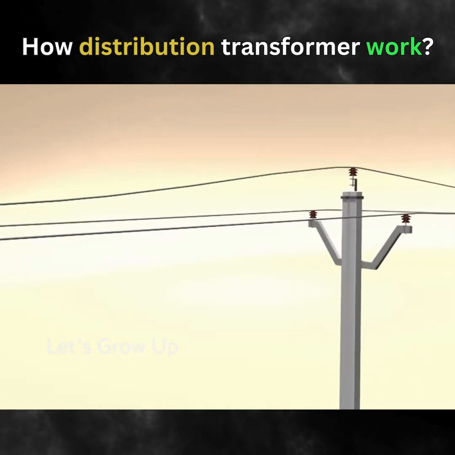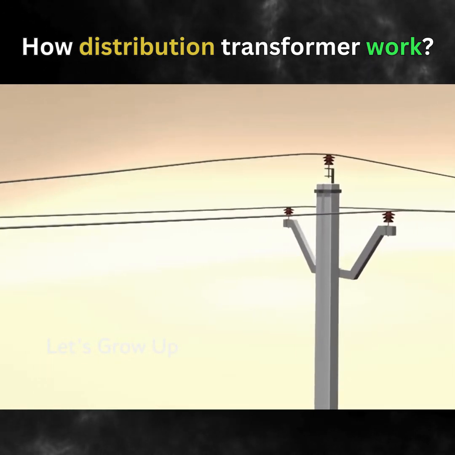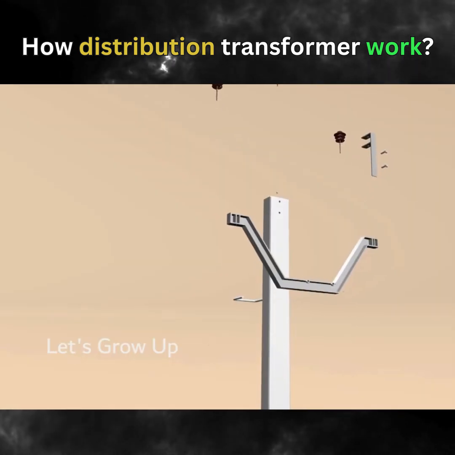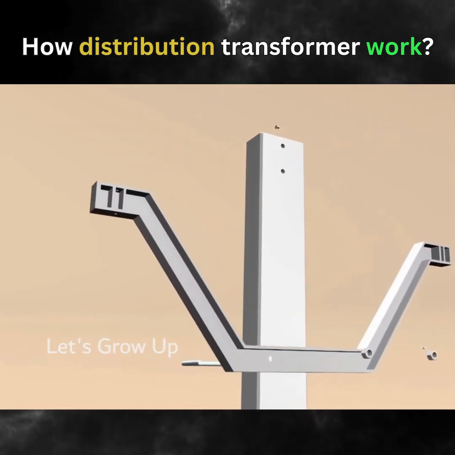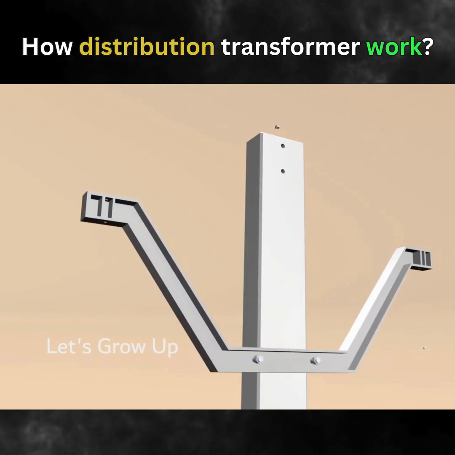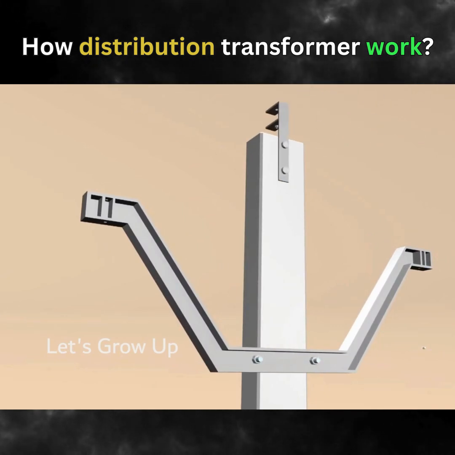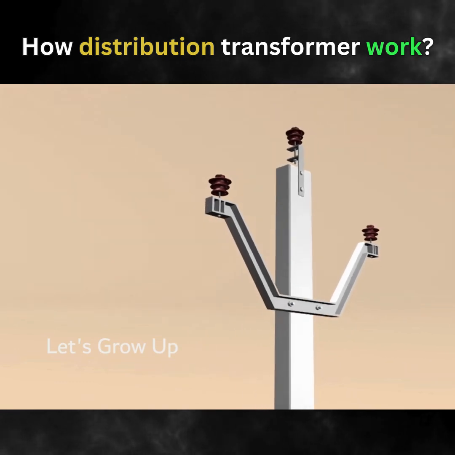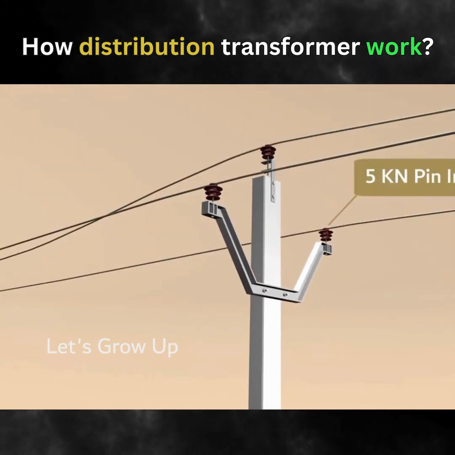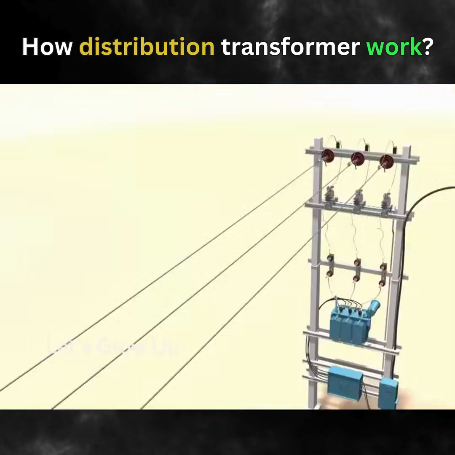Let's see the structure. These are the 11 kV wires. These high voltage transmission lines are transmitted over long distances supported by towers or poles. The V-shaped cross arm is the horizontal structure attached to the pole that supports the electrical insulator and conductor. These are 5 kilonewton pin insulators.